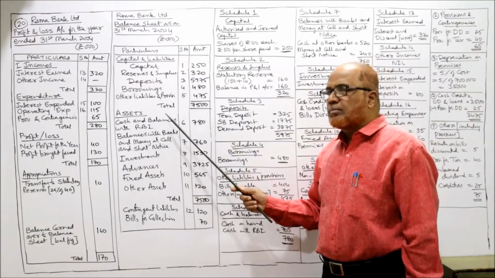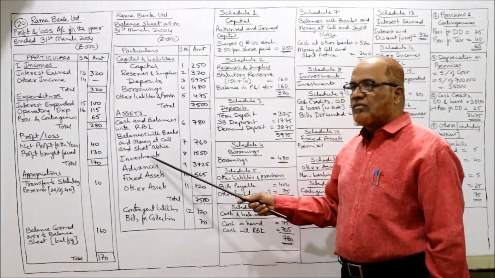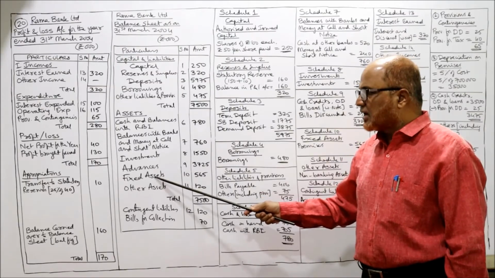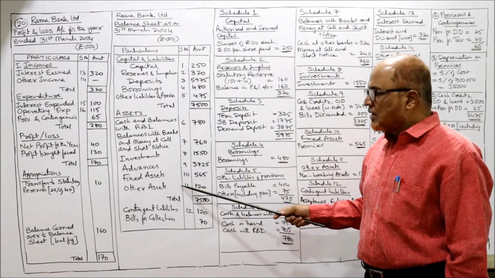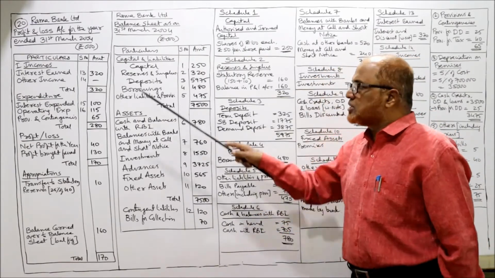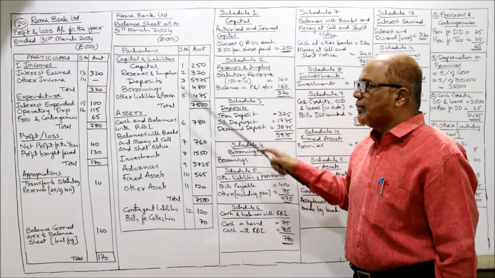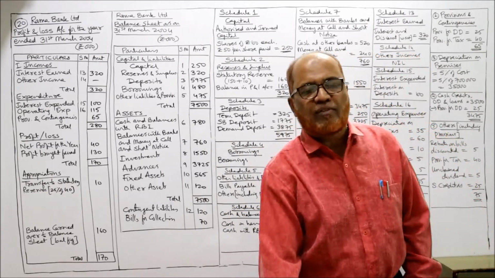Then assets: cash and balances with RBI, balances with other banks, money at call and short notice, investments, advances, fixed assets, other assets. So from 6 to 11. Then the last one, contingent liabilities, 12, bills for collection. So you are making the blank balance sheet, only the format, no amounts. After making this, we'll make all the schedules from 1 to 16.